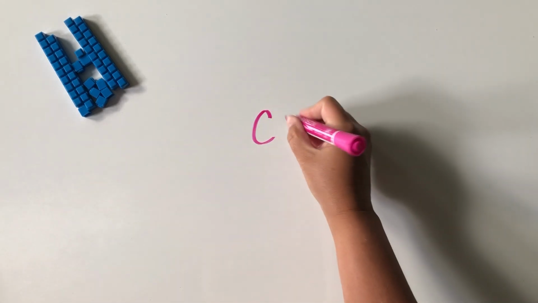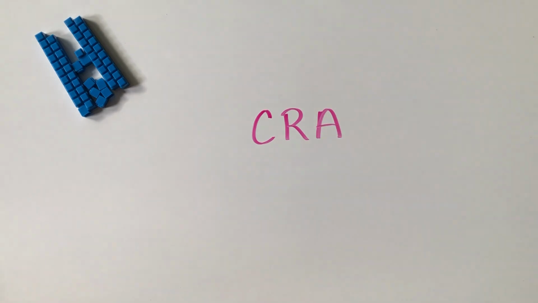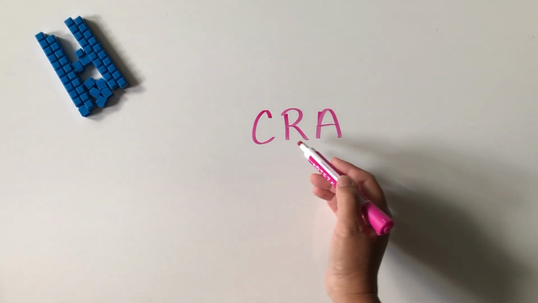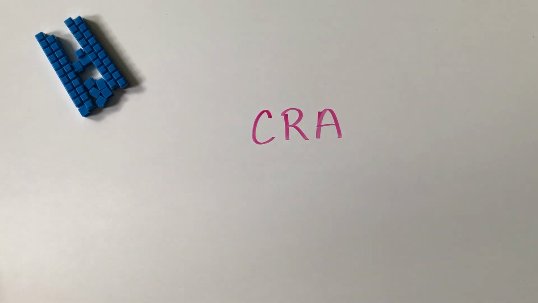Now, if you've watched my other videos, you have heard me talk about the CRA model for teaching math strategies. This stands for concrete, representational, abstract, and this is such an important way to teach to make sure that we are building our students' understanding.